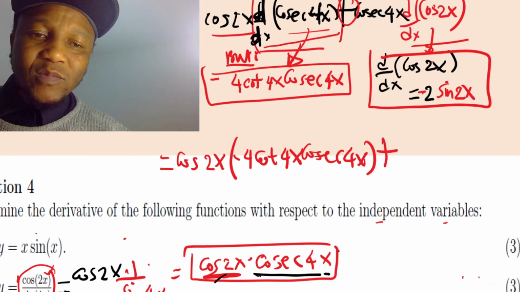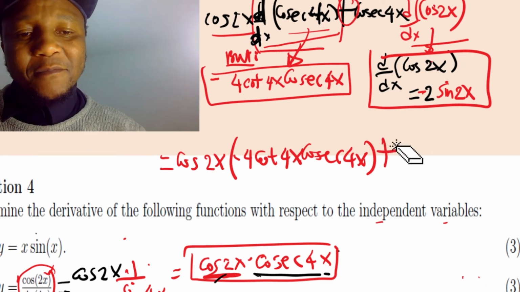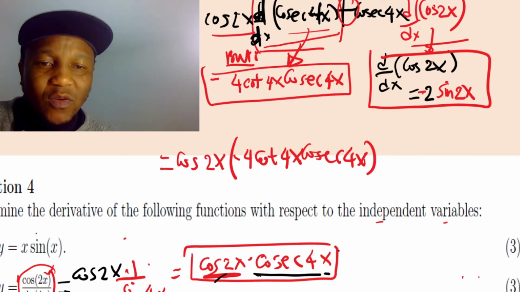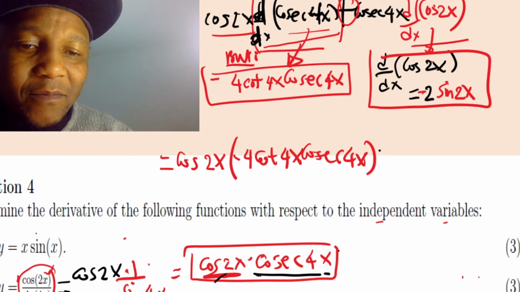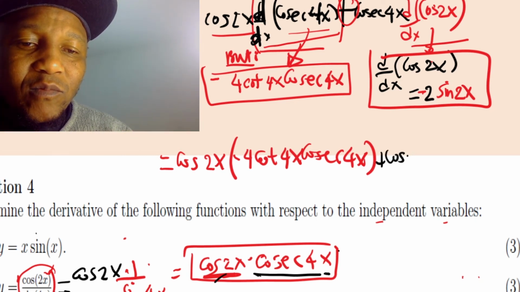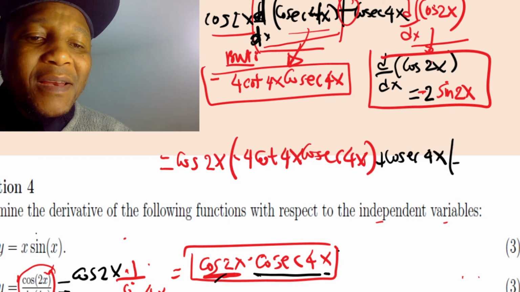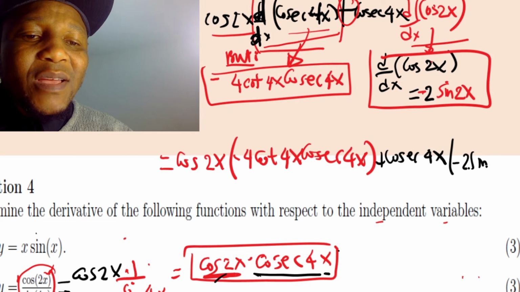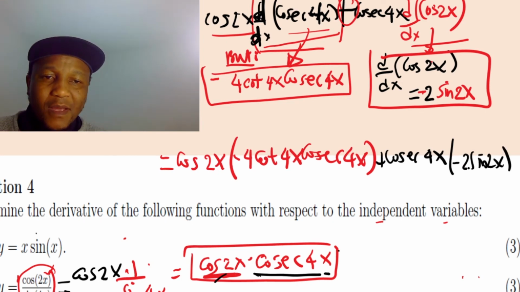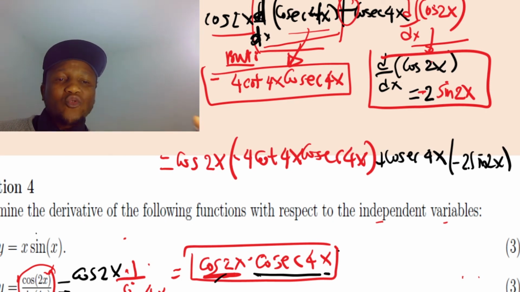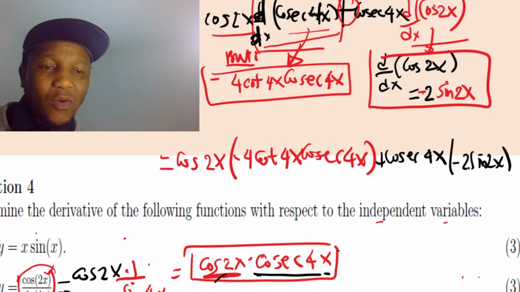Plus cosec 4x multiplied by negative 2 sine 2x. So what we can do now is group them together and finish up our question.